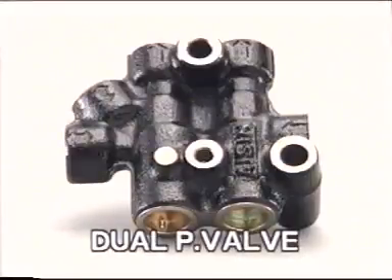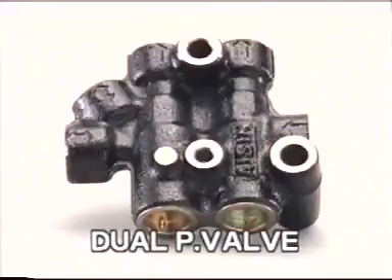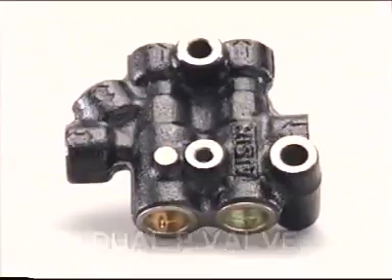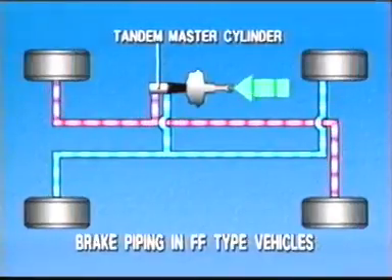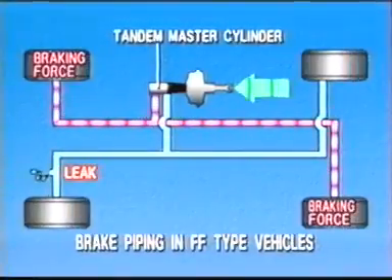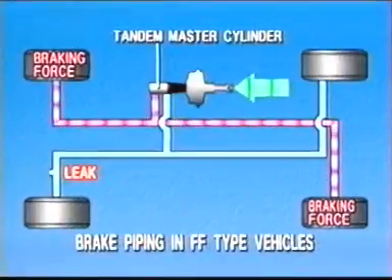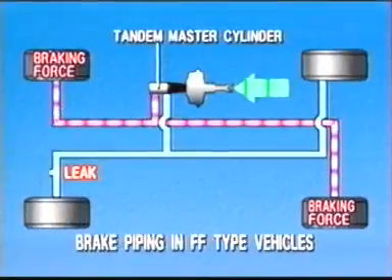The dual P-valve would have a pair of P-valves operating side by side. This is usually used in diagonal brake piping of FF vehicles. In the case of hydraulic pressure failure in the front, the rear braking force adjusted by the P-valve would be insufficient.